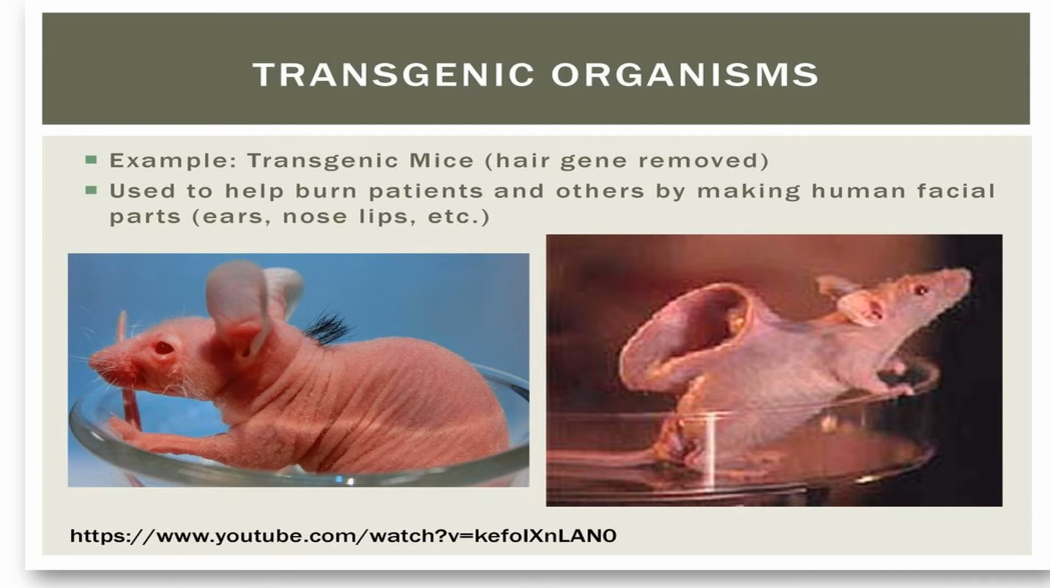Ayan. Let's have an example of a transgenic mice kung saan kinuha yung kanyang hair. This is used to help burn patients and others by making human facial parts like ears, nose, lips, and others. So, ang ginagawa nila, in-inject nila yung isang gene na kung saan para ma-remove yung hair. At ginamit nila, kasi alam naman natin ang mga daga talaga ay, yung mga mice ay ginagamit na experimental material. So, from it, pwede na ngayong gumawa ng body parts of human beings. Halimbawa, nagkaroon tayo ng aksidente o nagkaroon ng something na or injuries, so pwede na tong gawin actually. So, 'di ba? This is so amazing.